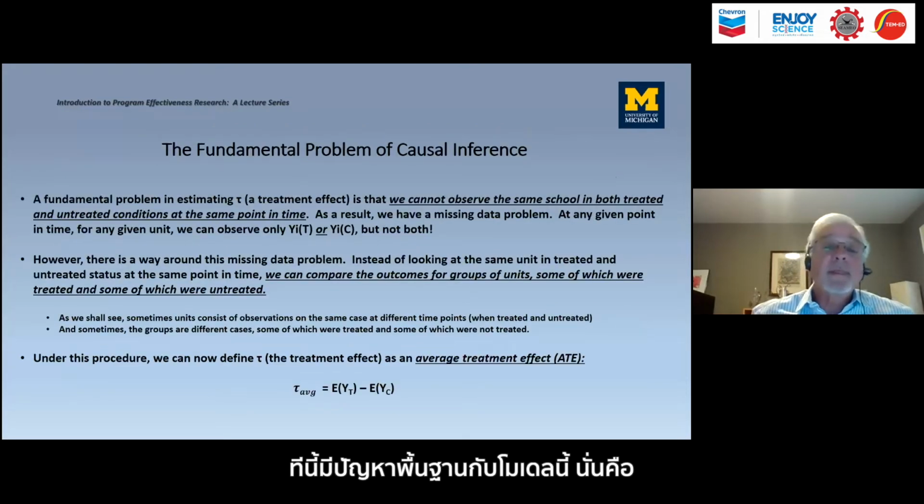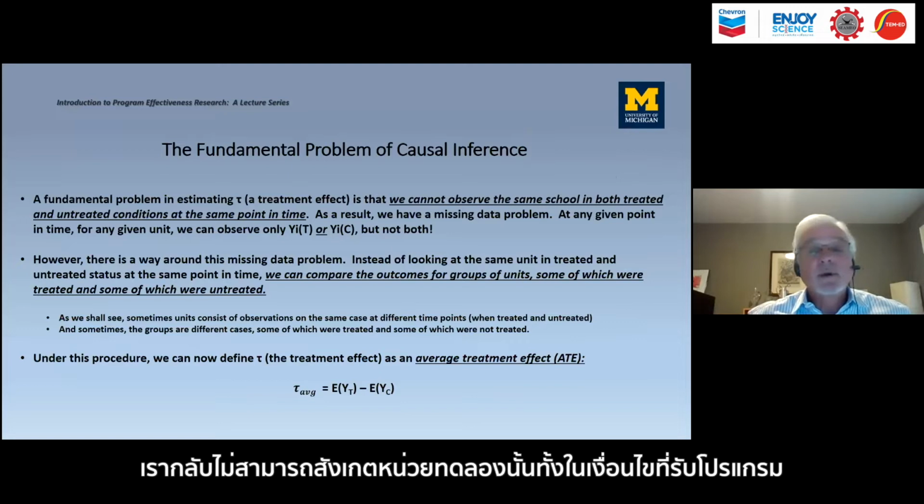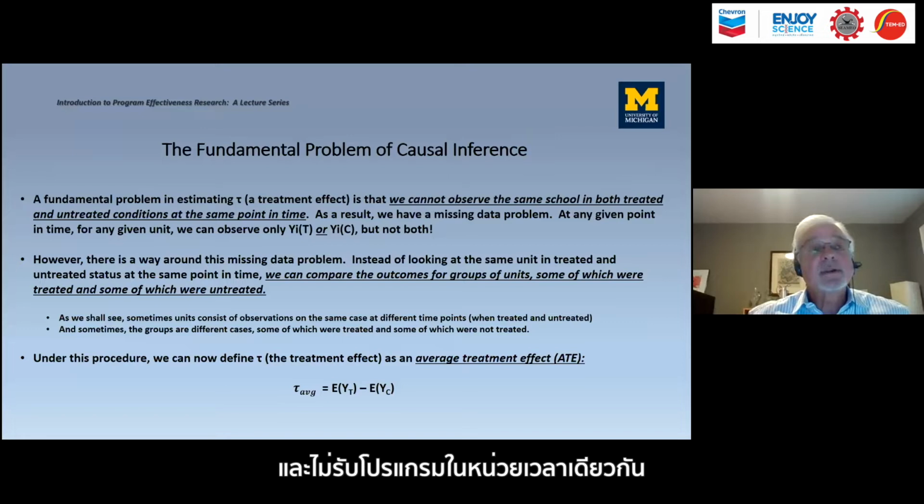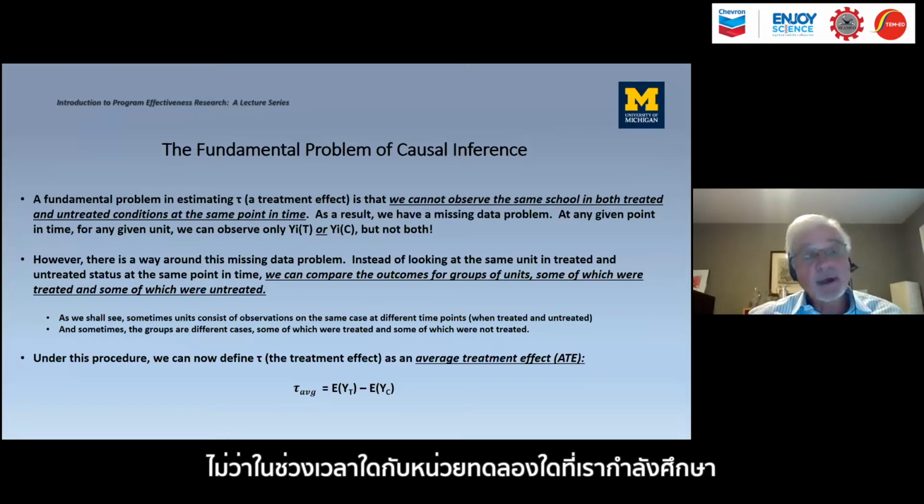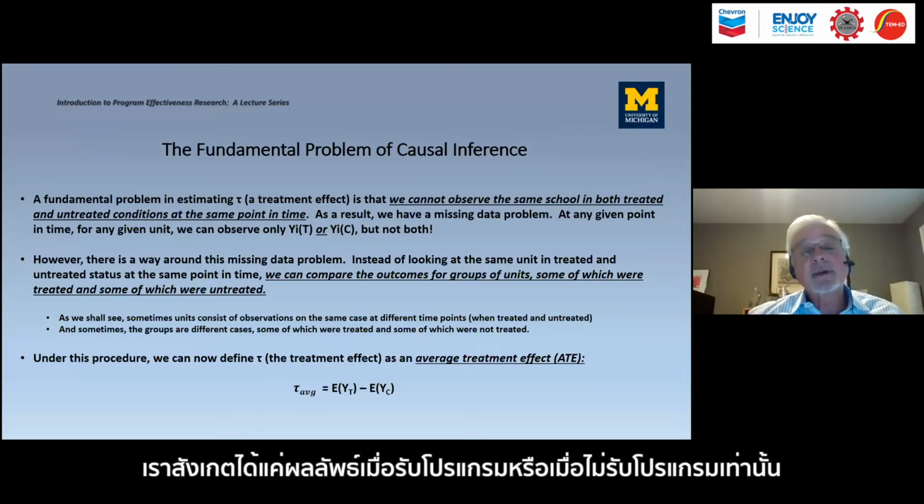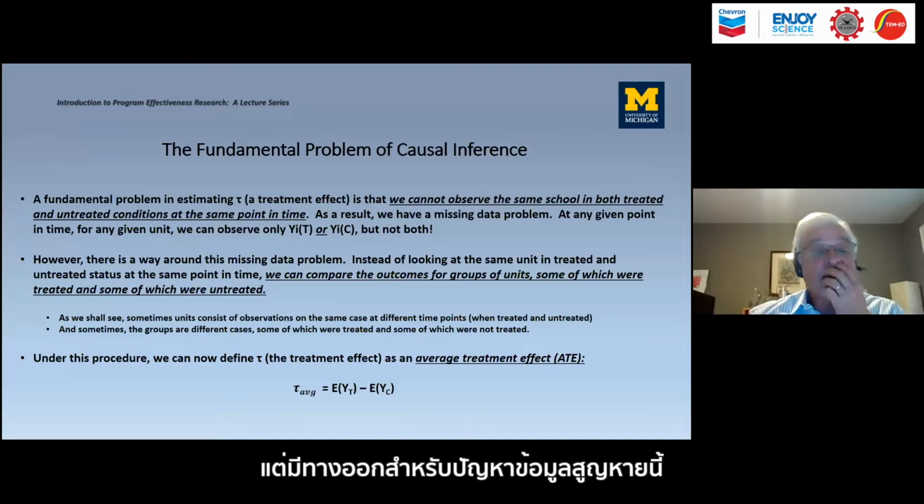Now, there is a fundamental problem with this model, and that is, as we go to estimate a treatment effect on some unit, we cannot observe that unit in both treated and untreated conditions at the same point in time. And so we have a missing data problem. At any given point in time, for any given unit we are studying, we can only observe its outcomes when it's being treated or when it's not being treated, but not both at the same time. But there is a way around this missing data problem.